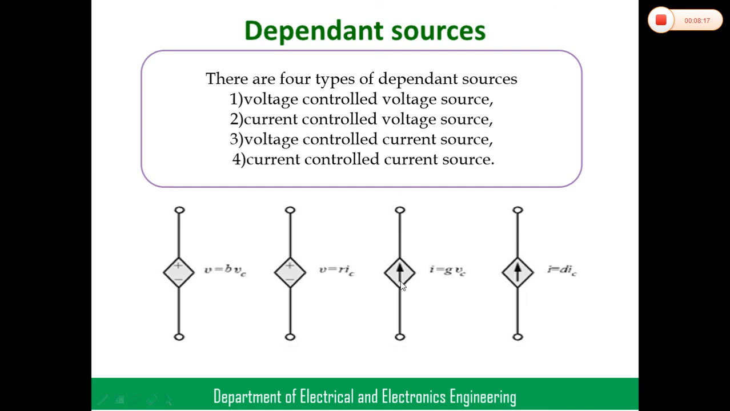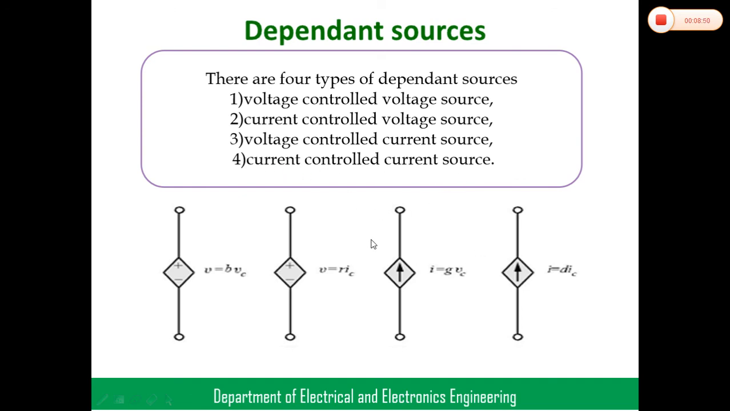This is a current source, where I equals G into VC, a voltage, so this is a voltage controlled current source. The last one has the arrow, meaning a current source, where I equals G into IC, a current, so this is a current controlled current source.